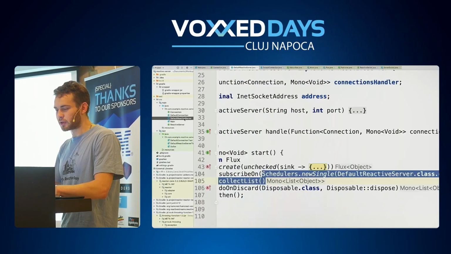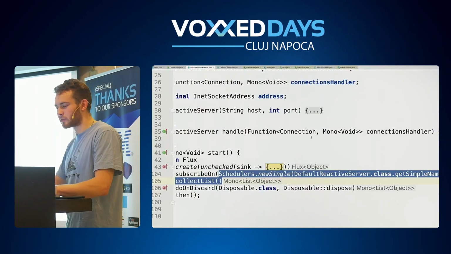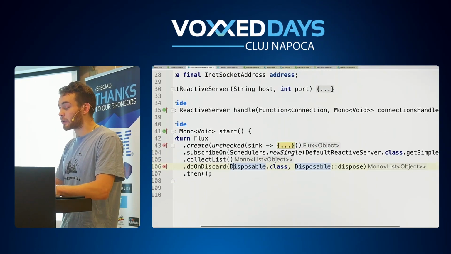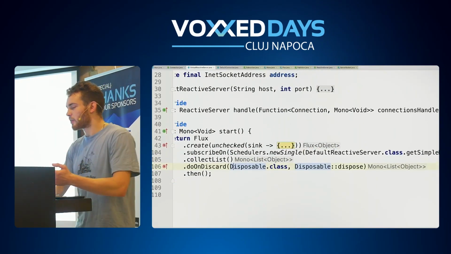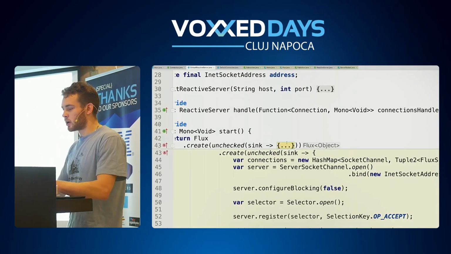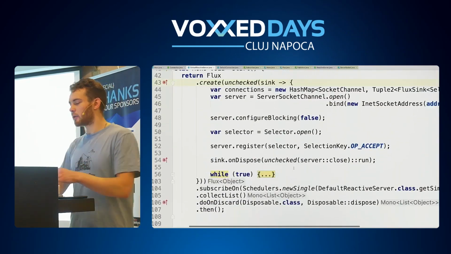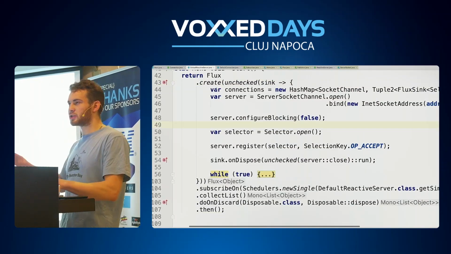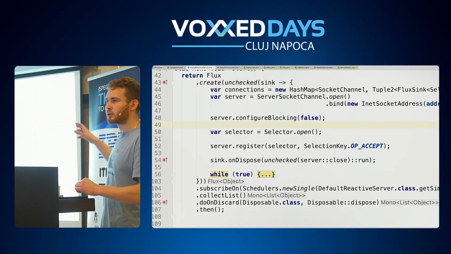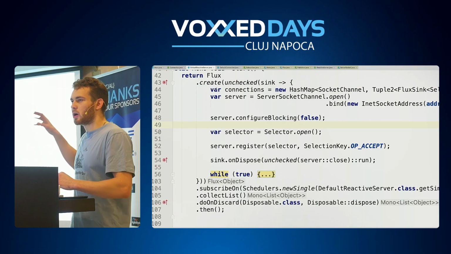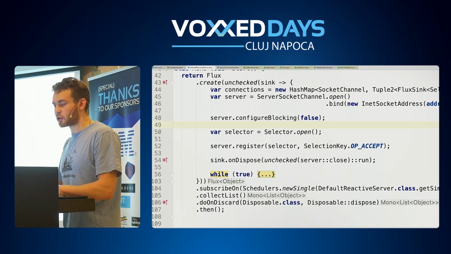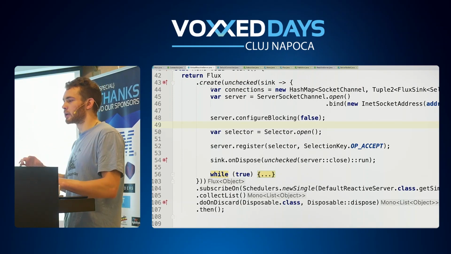The same we use in the reactive server part, but here we create a separate new single thread on which everything is executed within our main logic. And here is our main processing part, which is similar to what we saw a couple of minutes ago on the slide. So this is, unfortunately, the complexity of non-blocking I/O.